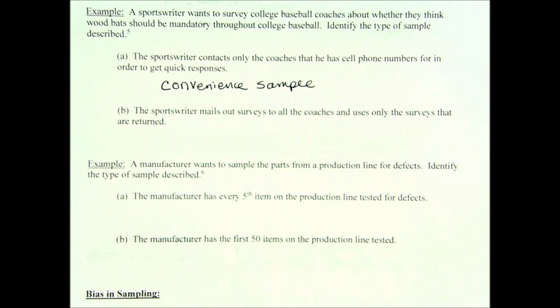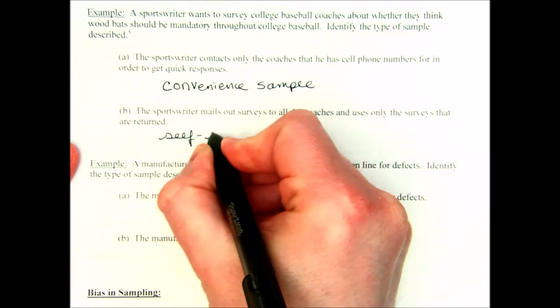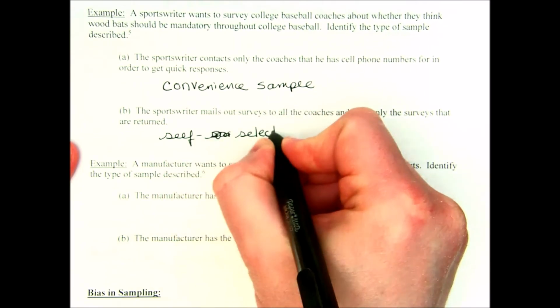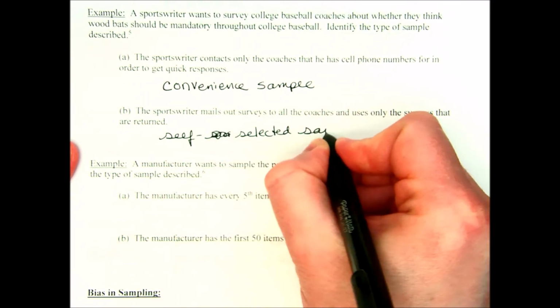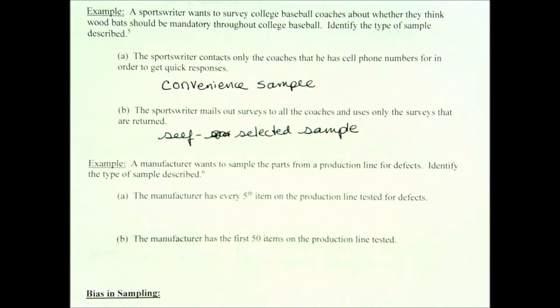Part B. The sports writer mails out surveys to all the coaches and only uses the surveys that are returned. Well, this is an example of a self-selected sample. Everyone gets the survey, but only people with particularly strong opinions will return that survey. Self-selected sample. Take a look at the next example and see if you can figure out how we would label those two samples.